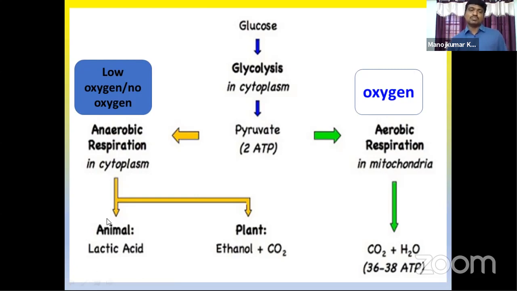These are the products, especially in animal muscle cells. Due to anaerobic respiration in animal cells, lactic acid is produced, whereas in plant cells and bacteria, due to anaerobic respiration, ethanol is produced along with carbon dioxide. Whereas in aerobic respiration, which occurs in mitochondria, carbon dioxide plus water is produced along with a huge amount of energy. This is a picture which shows the process of anaerobic and aerobic respiration.